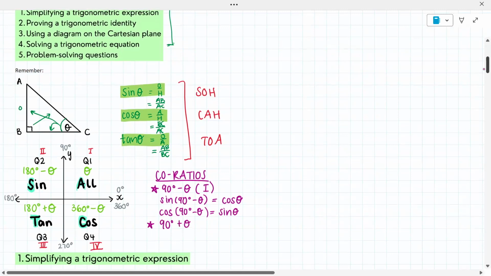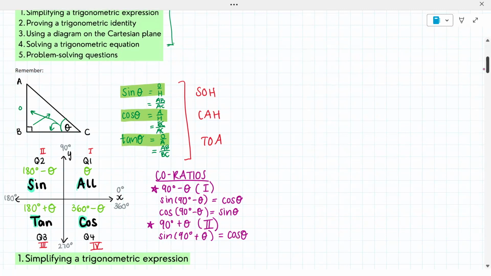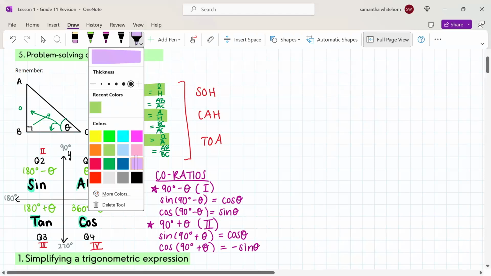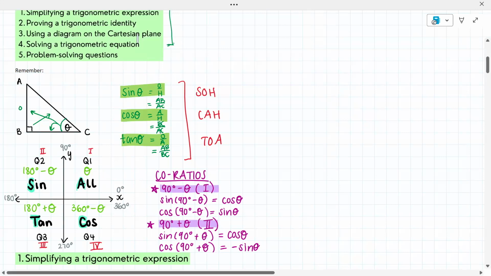So 90 plus theta. This is now in quadrant 2. So now we need to be careful, because if we've got sine of 90 plus theta, in quadrant 2 sine is positive. So it's just a name change to cos theta. However, if we had cos of 90 plus theta, cos is negative in quadrant 2, so the name change is negative sine theta. So you always look back to what the original ratio was. Because the original was cos, it means that it's a negative. So the 90 plus and 90 minus co-ratios, those are the really important ones.